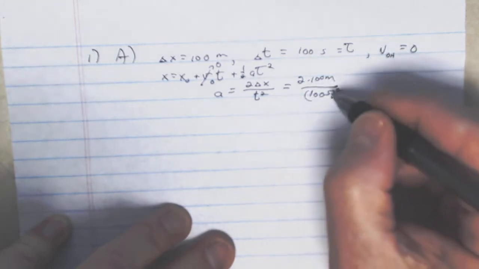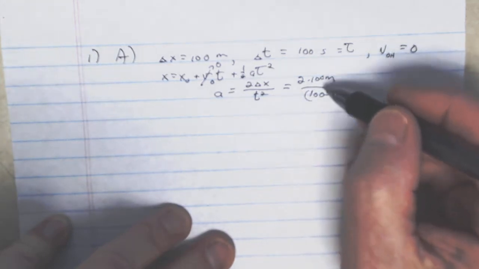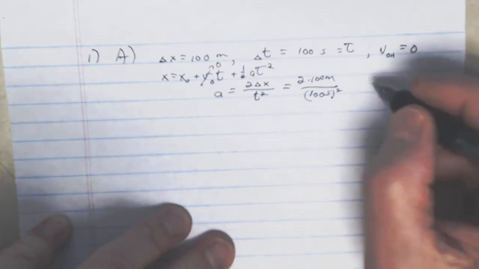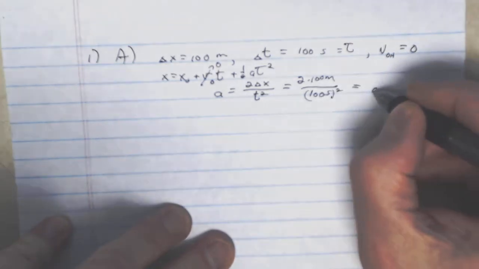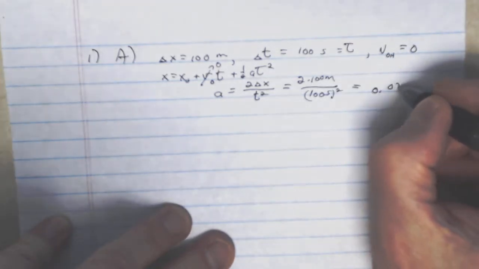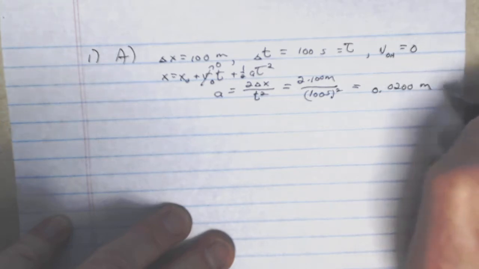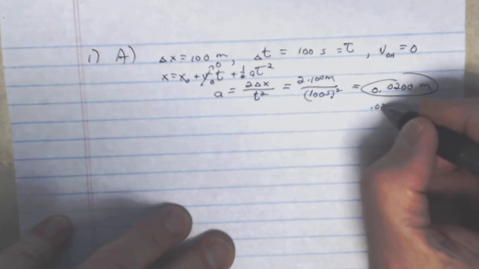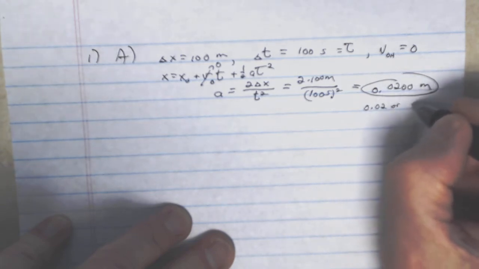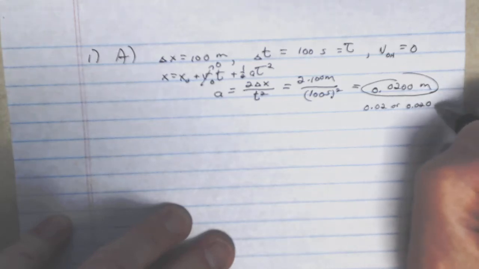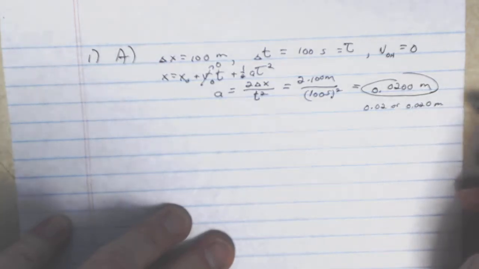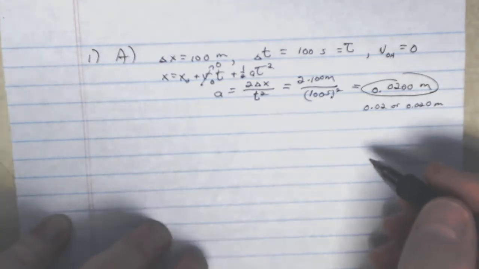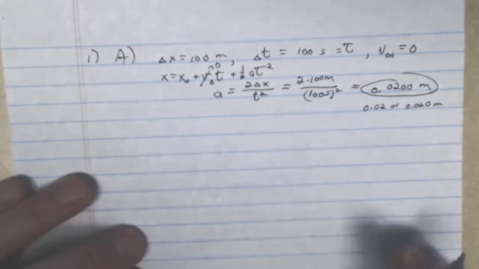You could pull out your calculator if you want, but this is pretty easy. 100 divided by 100 squared is 1 over 100. So this is just 0.0200 meters per second squared if you're worried about 3 significant figures, but the grader should accept 0.02 or 0.020 since we're not that worried about significant figures in this case. Now, okay, so that's part A.